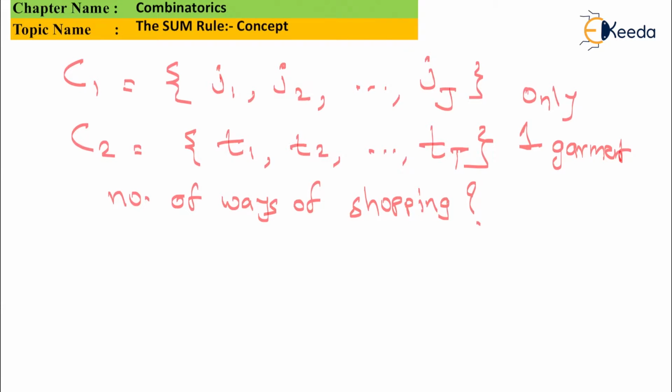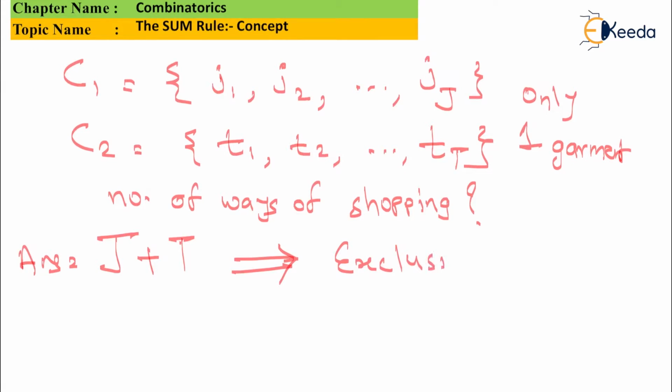Now you can readily guess that the number of ways you can shop is capital J plus capital T. Why? Because we can buy only one garment in totality, so it could be either jeans or a t-shirt, and we have to buy only one. This implies that we have an exclusion in the choice. It could be a choice from choice set C1, or a choice from choice set C2, but it cannot be both at the same time.